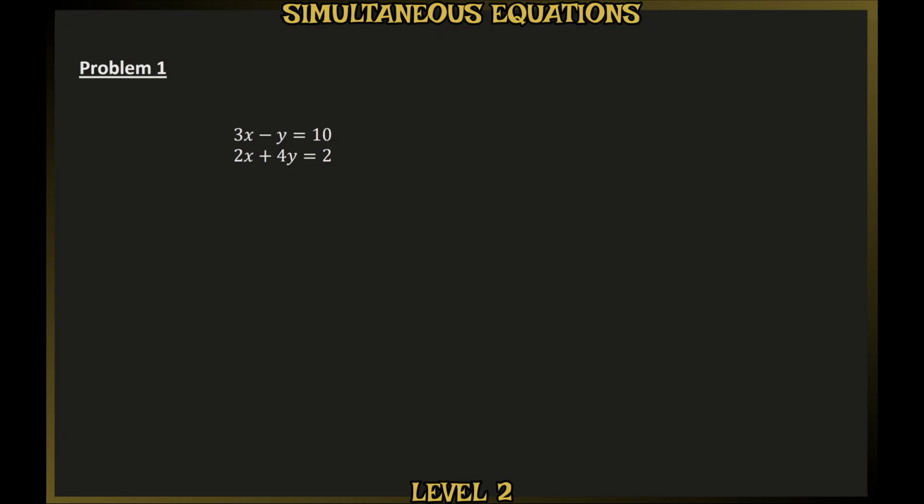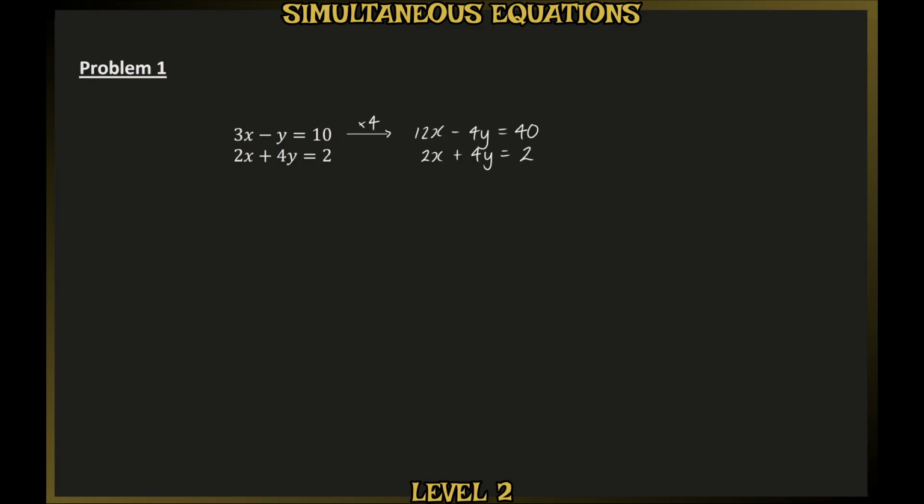Now looking at the two equations, it looks easiest to make the number in front of the y's the same, and we can do this by multiplying the equation at the top by 4. So if we multiply all of that equation by 4, we get 3x times 4 is 12x, minus y times 4 is minus 4y, and that's equal to 10 times 4, which is 40. And we can keep the second equation the same.